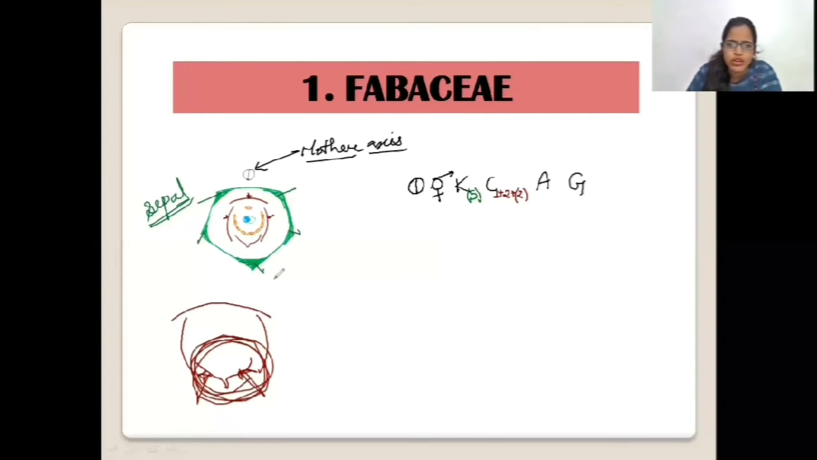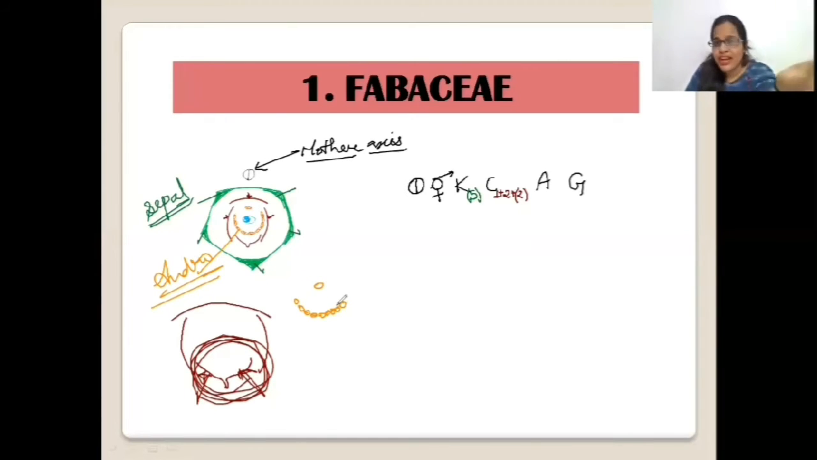So let's move to the third whorl. You can see this one. For this whorl, I'll use the orange color. Yeah. This is the androecium. And you can see that one is present separately and the remaining, you can count. There are a total of 3, 5, 6, 7, 8 and 9. So 9 are present in a bundled form. They all are attached. One is present separately. Hence, this is a diadelphous condition.